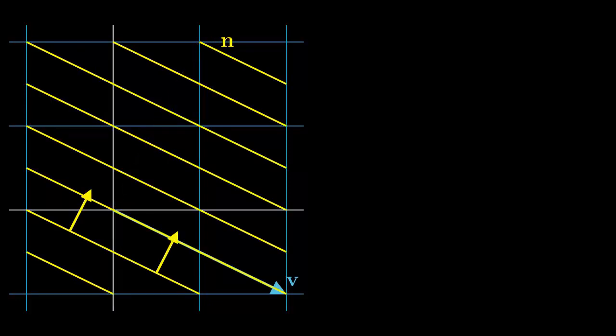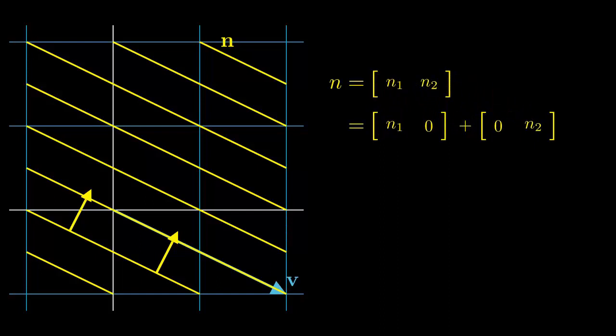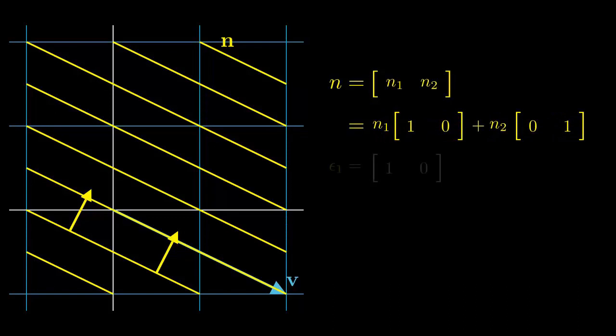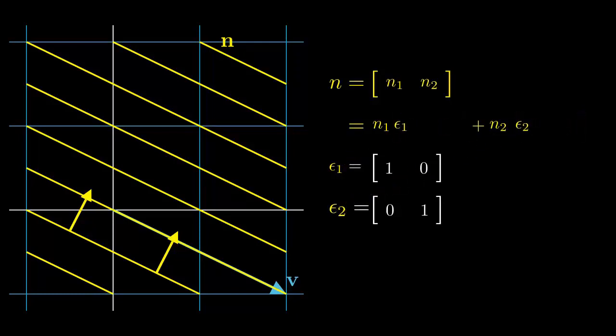You can also represent the normal as a linear combination of bases, starting with n as a row vector. Let's decompose this as n1, 0 plus 0 and n2, and put the coefficients out. Now you can think of the bases epsilon1 and epsilon2 like this. Finally, you write the n as n1 epsilon1 plus n2 epsilon2. These epsilon1 and epsilon2 are the bases of the normal. But what matrix do those follow under the basis change?